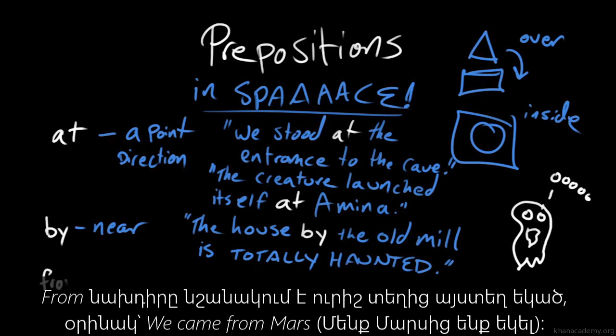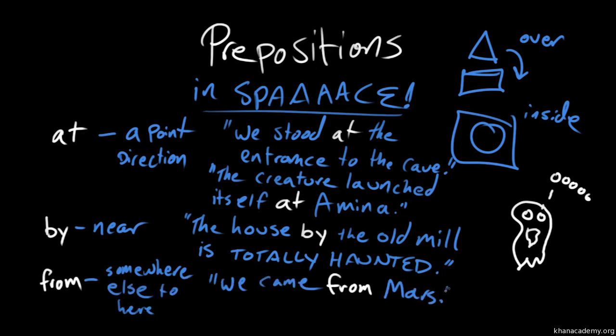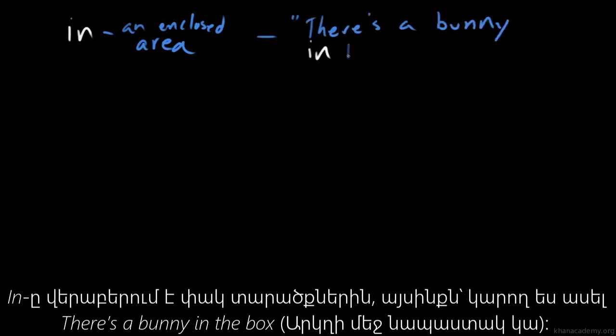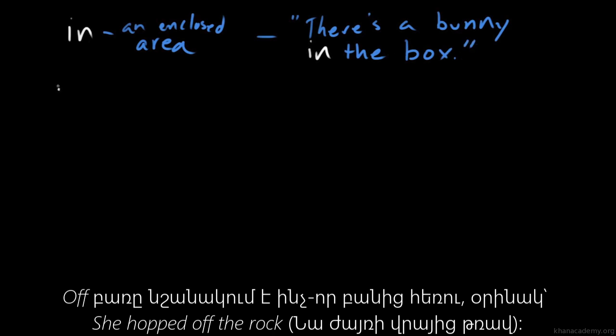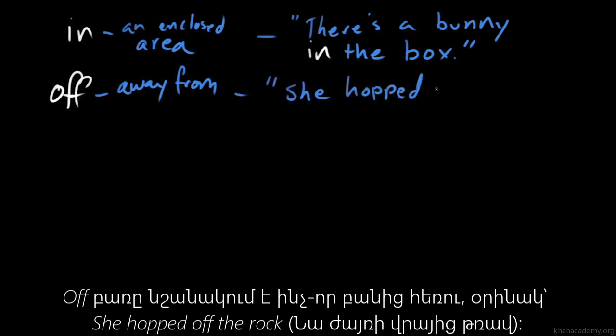The preposition from has this connotation of coming from somewhere else to here, as in, we came from Mars. In denotes an enclosed area. So you could say something like, there's a bunny in the box. Off denotes away from. She hopped off the rock.